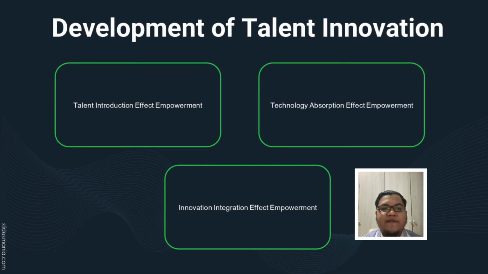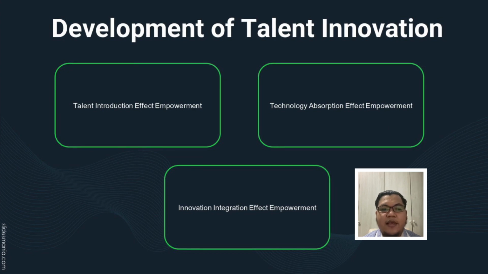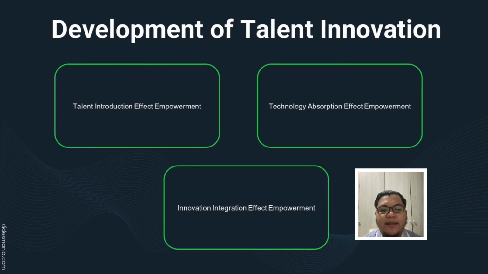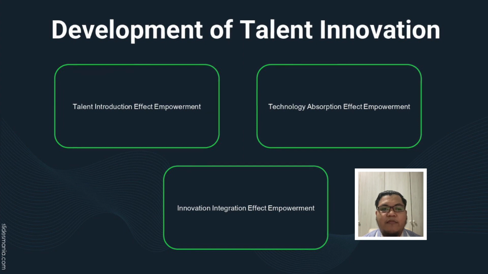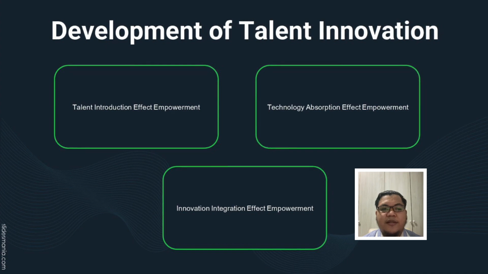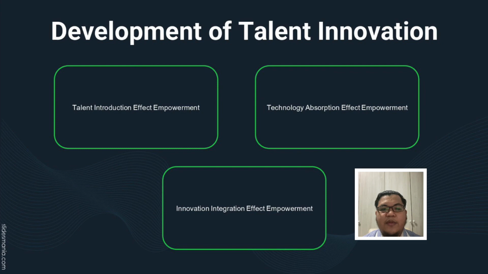Technology absorption effect empowerment focuses on newer technology such as the Internet of Things, making sure the internet era is used so that technology is absorbed by the organization to properly develop human capital, making the production or manufacturing process much better. And innovation integration effect empowerment focuses on integration utilization within the organization, in better internal and external environments of the organization.